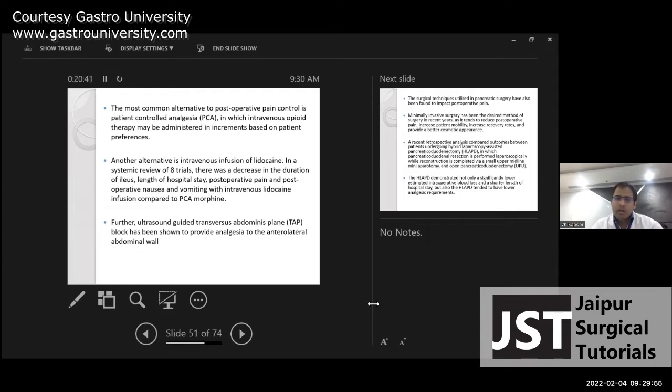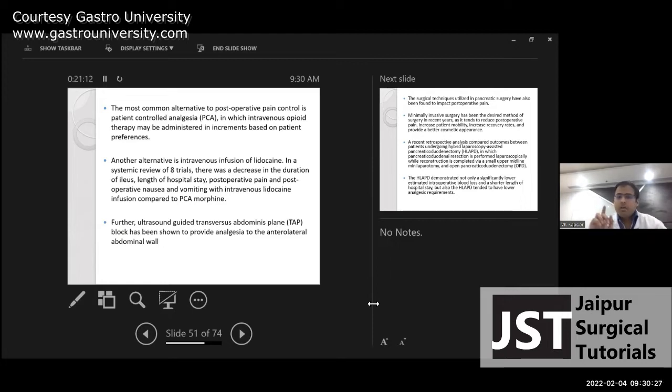Another alternative, which I talked about earlier, is intravenous infusion of lidocaine. In a systematic review of 8 trials, there was a decrease in duration of ileus, length of post-operative stay, post-operative pain, and post-operative nausea and vomiting with intravenous lidocaine infusion compared with a PCA morphine pump. This intravenous lidocaine infusion we can do intraoperatively, and we can also do it post-operatively. And under proper monitoring, it is relatively safe.